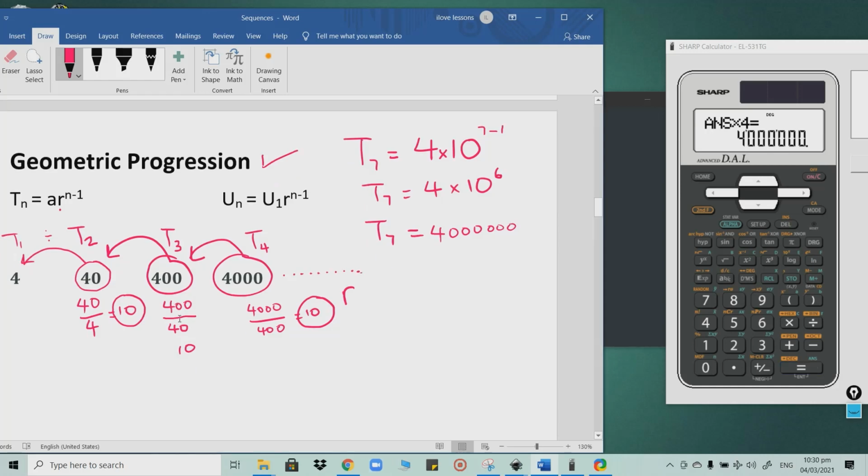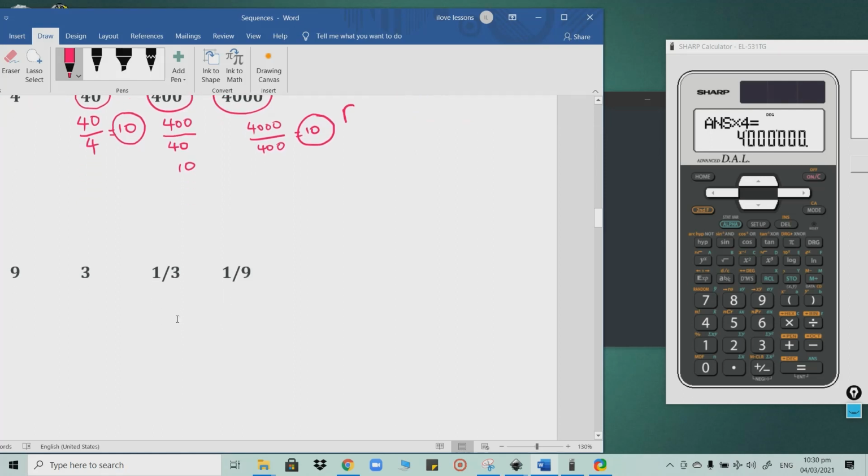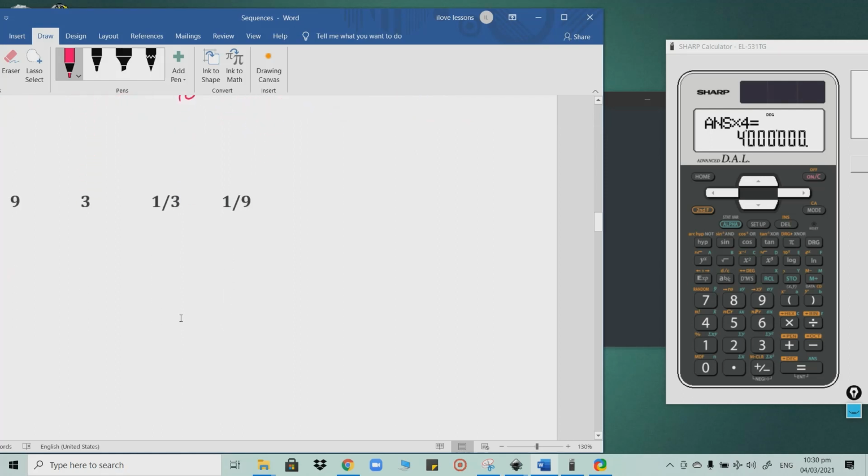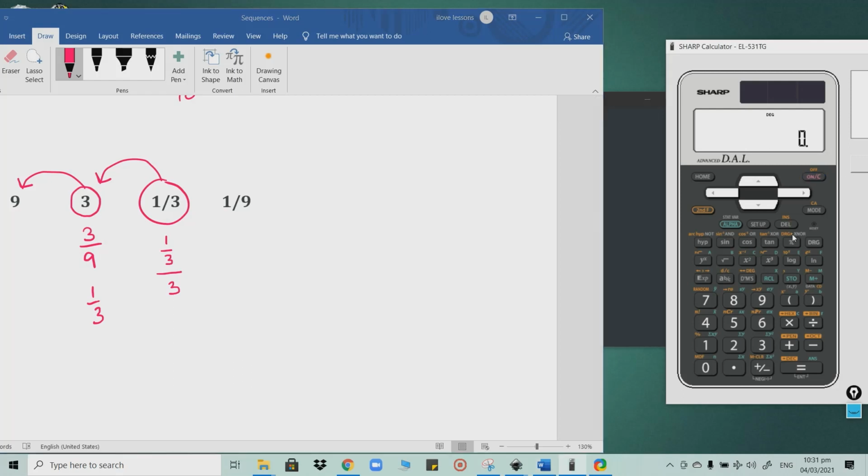Oh, let's see, we have another example here. Okay, so here we have another geometric progression. Let's make sure it's a geometric progression. Let's take the number in front and divide it by the number before, sorry. So take 3 and divide it by 9 and we get 1/3. Take 1/3 and divide it by 3. 1/3 divided by 3 will give us what? 1/3 divided by 3.